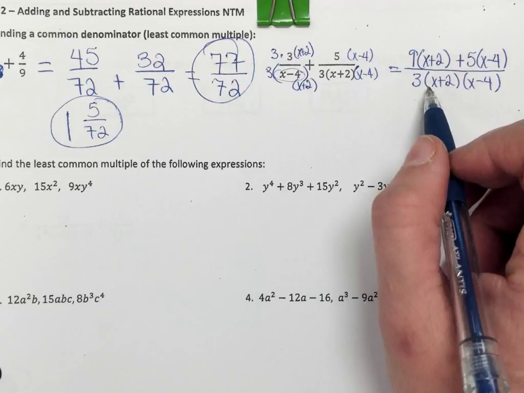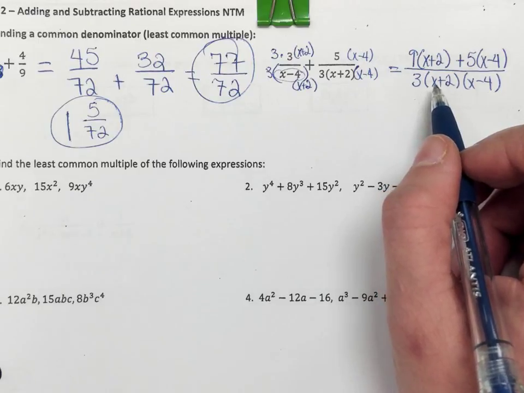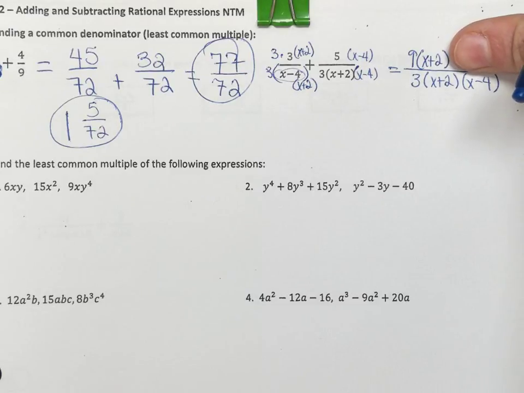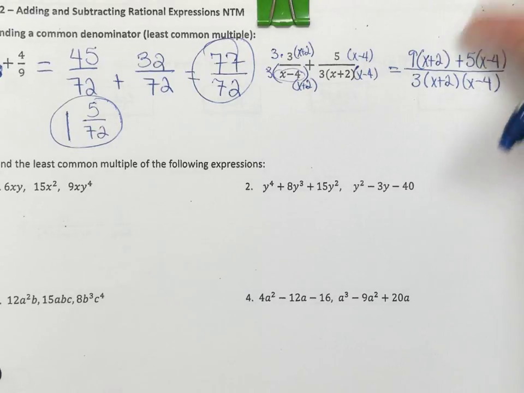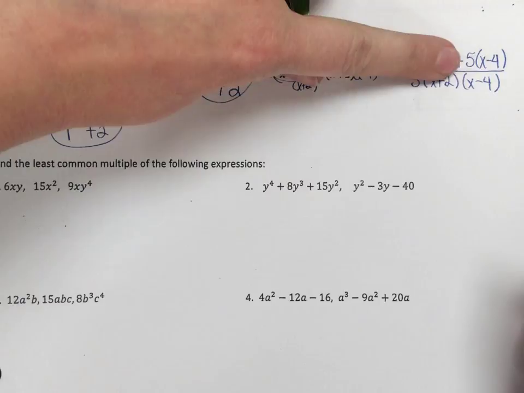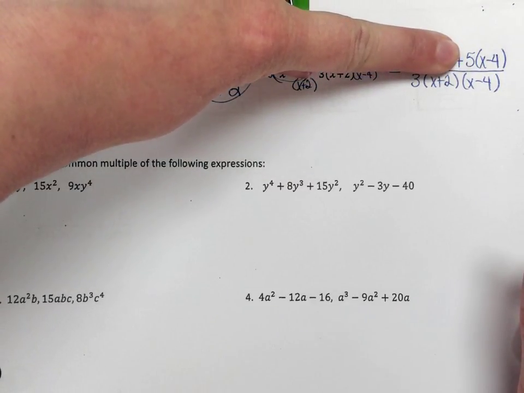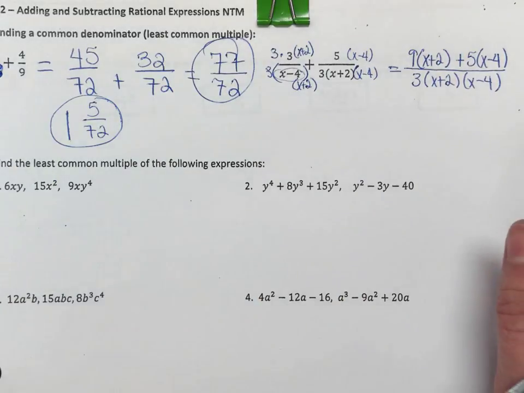I mean, you can rewrite it twice if you want to, but that is a lot of stuff to rewrite. So you could rewrite 9x plus 2 over 3 times (x plus 2)(x minus 4), plus 5x minus 4 over 3 times (x plus 2)(x minus 4) if you want to. That is perfectly fine. Okay?